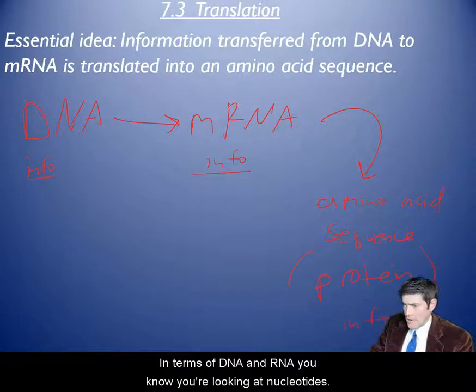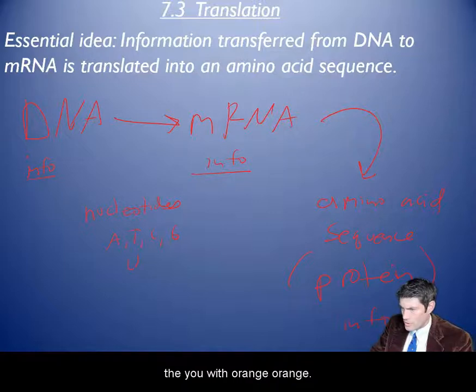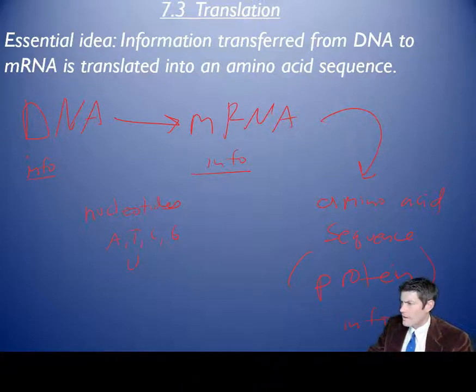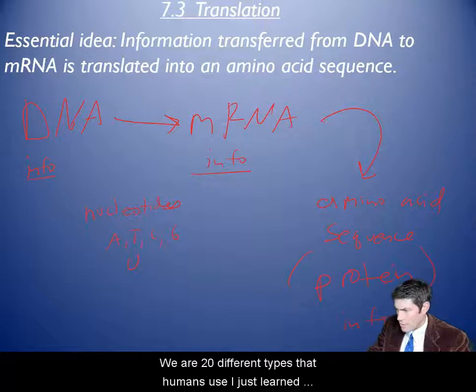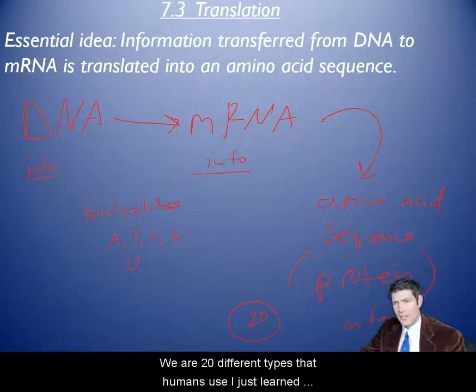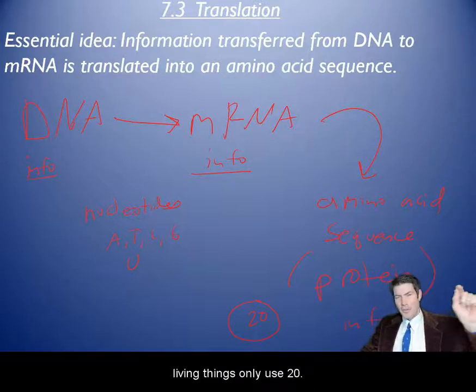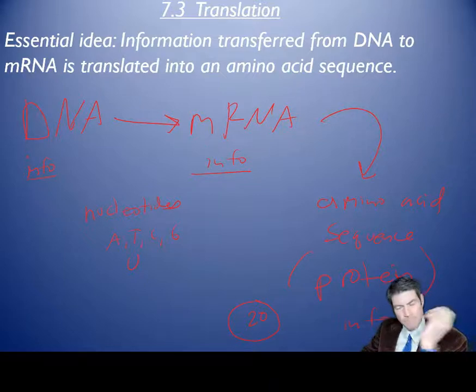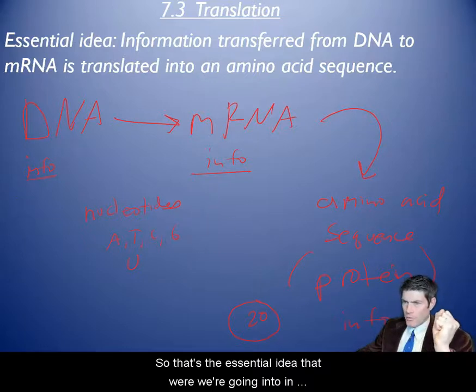In terms of DNA and RNA, you're looking at nucleotides: your A's, T's, C's, and G's, or of course with the U with the RNA. And amino acids and proteins are based off that amino acid sequence. Remember, there are 20 different types that humans use. I just learned that there's more. There's hundreds of amino acids, but living things only use 20. Mind-blowing. Why is that? So that's the essential idea that we're going into.